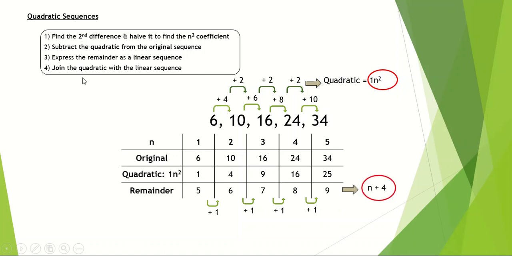And then, join the quadratic with the linear sequence. Link this quadratic to this linear sequence. So that will be a sub n is equal to n squared. We will remove 1 since it is an understood coefficient. n squared plus your linear n plus 4. Okay?